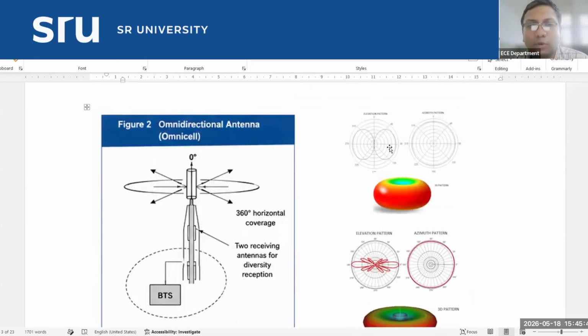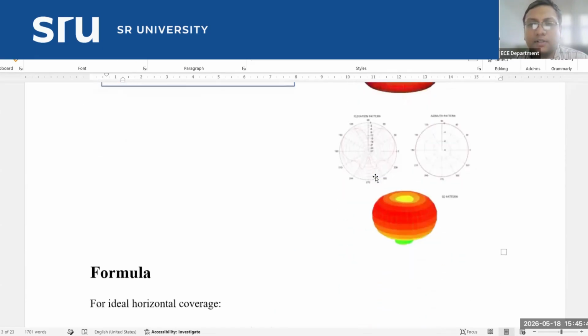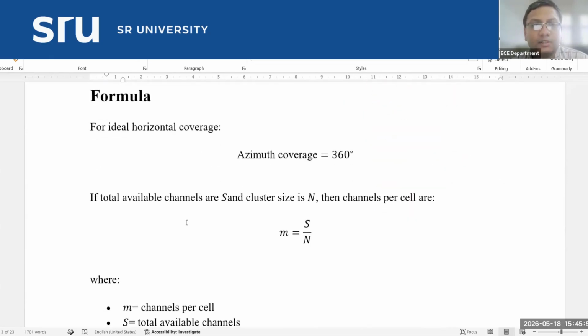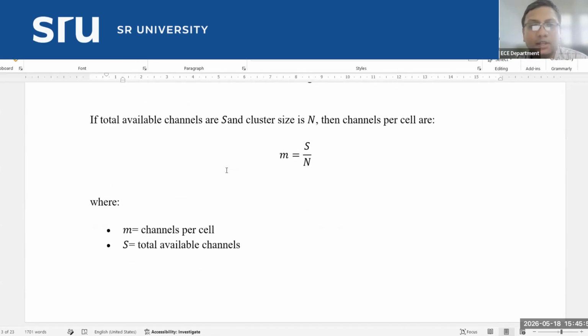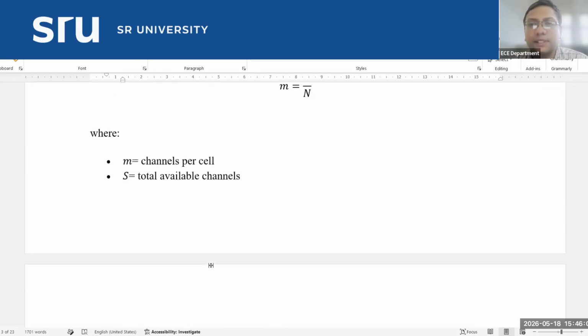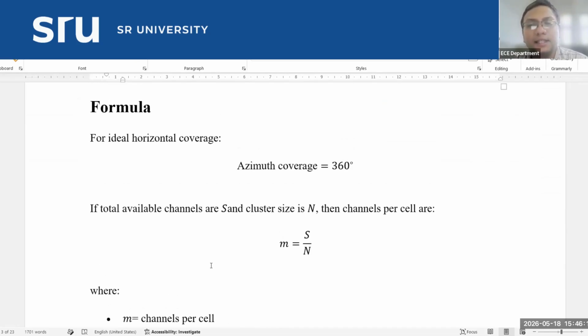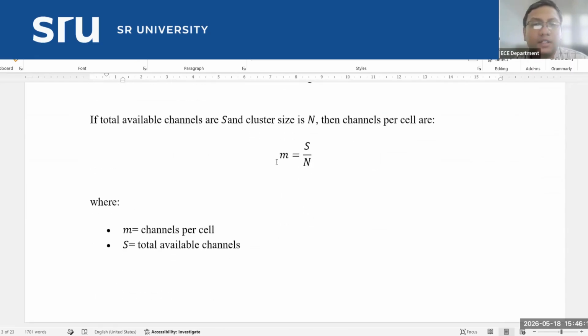So three types of omnidirectional radiation pattern I have discussed. For ideal horizontal coverage, this azimuth coverage should be 360 degree. Now, if the total available channels are S and cluster size is N, then the channels per cell should be S divided by N. So this is a simple calculation, as my antenna is radiating in all directions. If I have my available channel number and cluster size, then I can calculate the number of channels per cell.